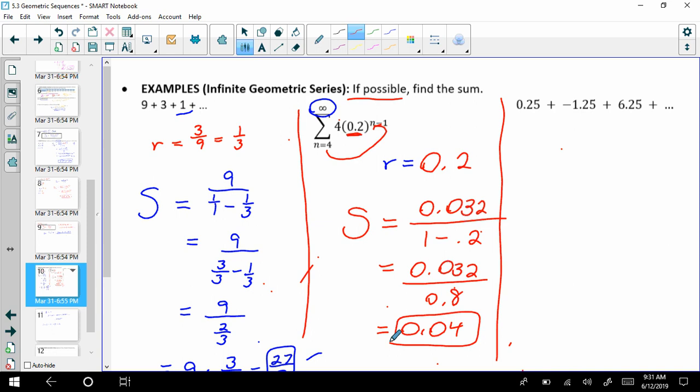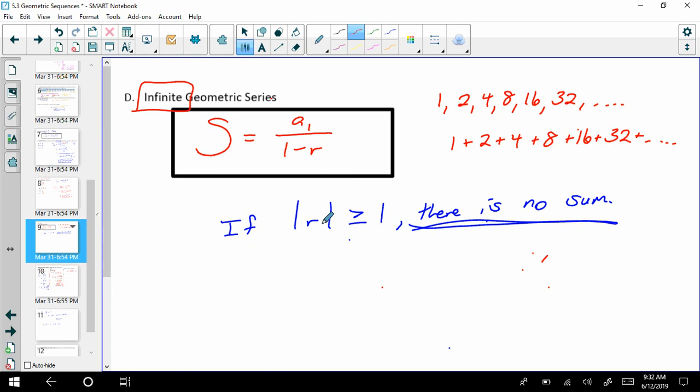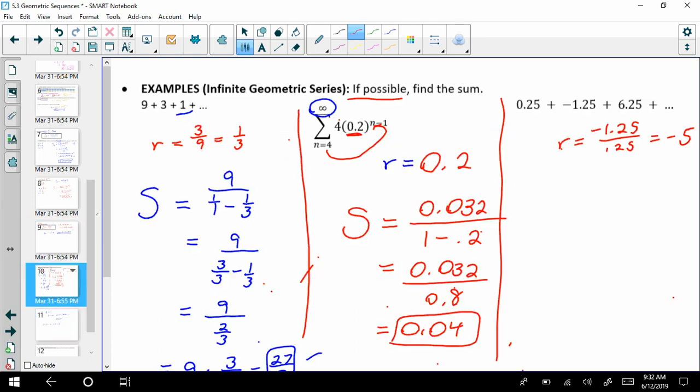Okay, and the last one, let's figure out what r is. What are they multiplying by each time? If you're not sure, take one of the numbers and divide the number that came before. If you divide those, it comes out to -5. Now, if I look at my condition, the absolute value of -5 is 5, which is bigger than 1, that means there is no sum. You would either say not possible or no sum. There would not be a total. It's impossible to find the total on this one.